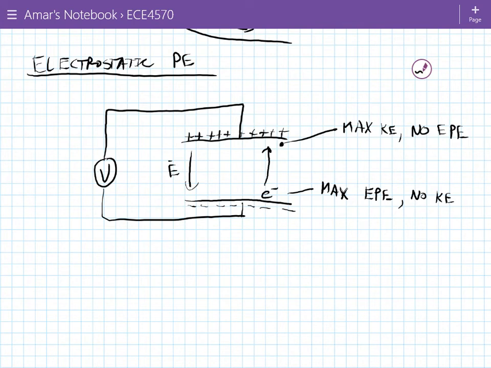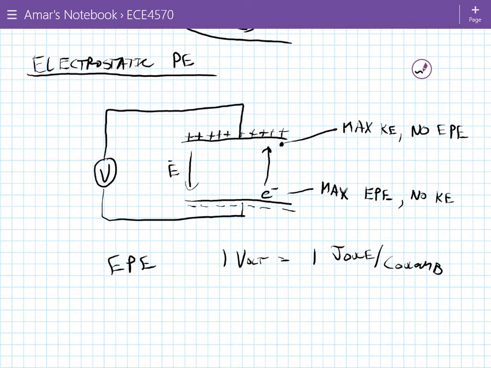When we talk about electrostatic potential energy, we talk about volts. 1 volt is equal to 1 joule of kinetic energy per coulomb of charge. So joule is a unit of energy, and coulomb is a unit of charge. Okay.